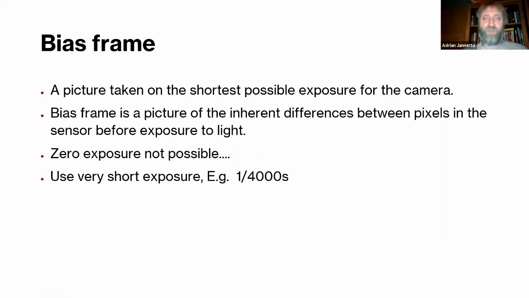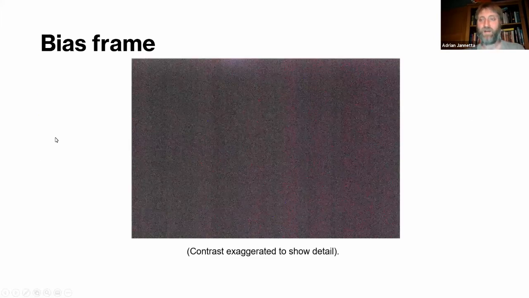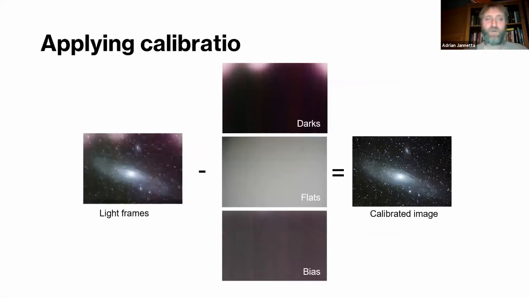The bias frame is where you take a picture of the shortest possible exposure. So on my Nikon, it was like 1/4000th of a second. And it's a picture of the differences between pixels in the sensor before you expose it to light. And again, that's what it looked like for my Nikon D80 when I used to have it. And it's just random noise. But again, that is in my picture of a galaxy as well. So this is what you do when you do calibration.